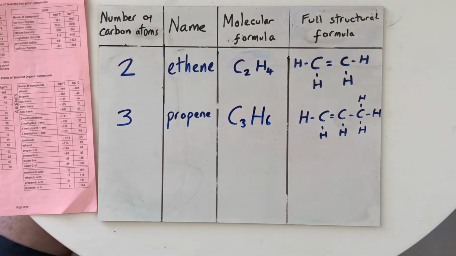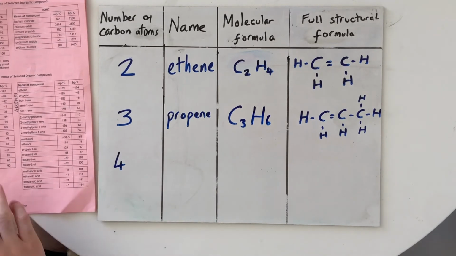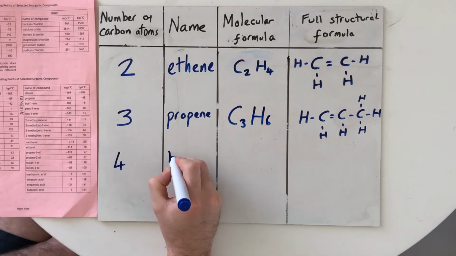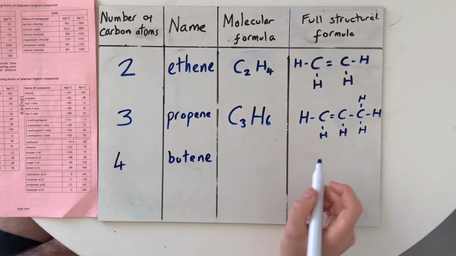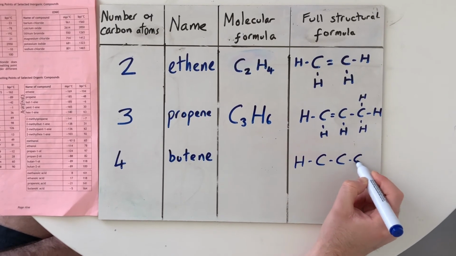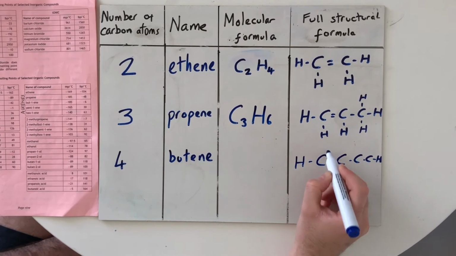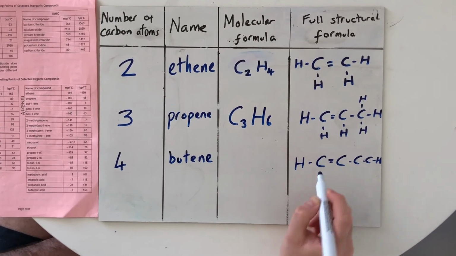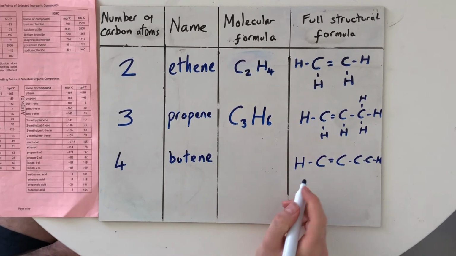Then finally let's do butene. Again, we're not going to worry too much about what that 1 means, we're just going to call it butene for the time being. Okay, so 4 carbon chain now. Double bond here.